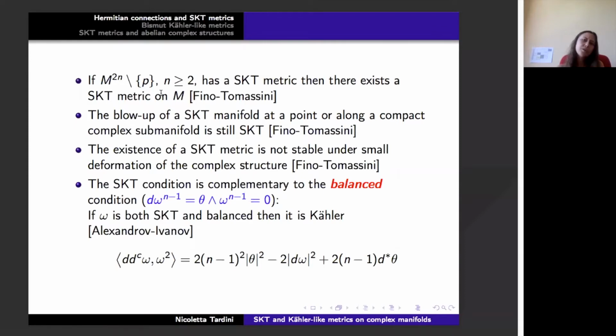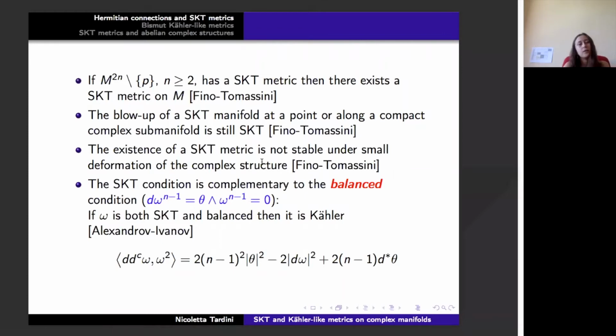And we also cannot construct new examples using deformations. The existence of an SKT metric is not stable under small deformations of the complex structure. What does this mean? You start with your compact complex manifold with an SKT metric, and you consider small deformations of the complex structure. Along the deformation, you can lose the existence of SKT metrics. I think the first example was due to Fino and Tomassini, on a particular complex structure on the Iwasawa manifold. But also, for instance, we constructed an example with Tomassini on S3 cross S3, again confirming that we cannot construct new examples with deformations.